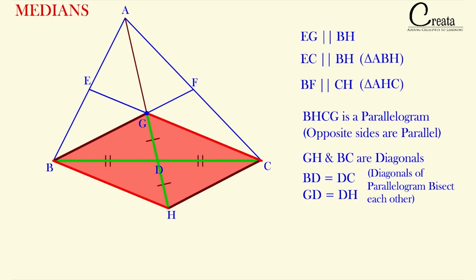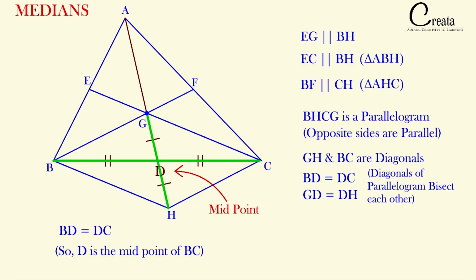BC and GH are the diagonals and D is the intersection point. So we got BD is equal to DC and GD is equal to DH. That is, we have proved D is the midpoint of BC. Getting the point? We have proved BD is equal to DC, that is, D is the midpoint of BC. And the line segment joining the midpoint with the opposite vertex is the median. So AD is the median. Okay, we have proved all the three medians of a triangle meet at a common point.